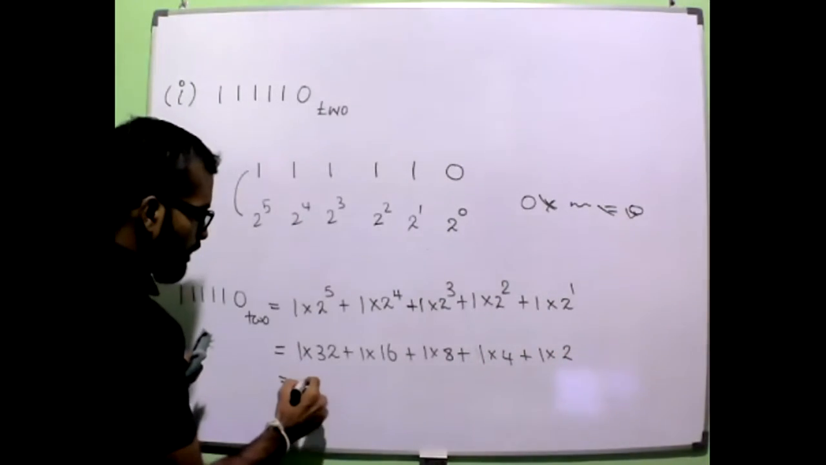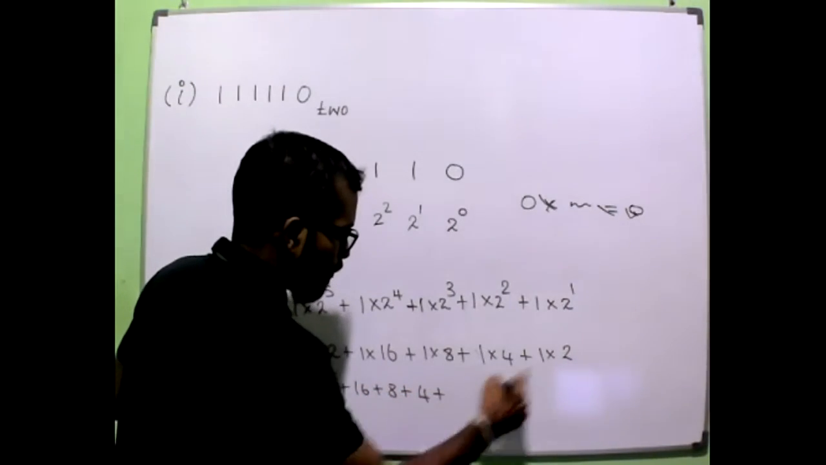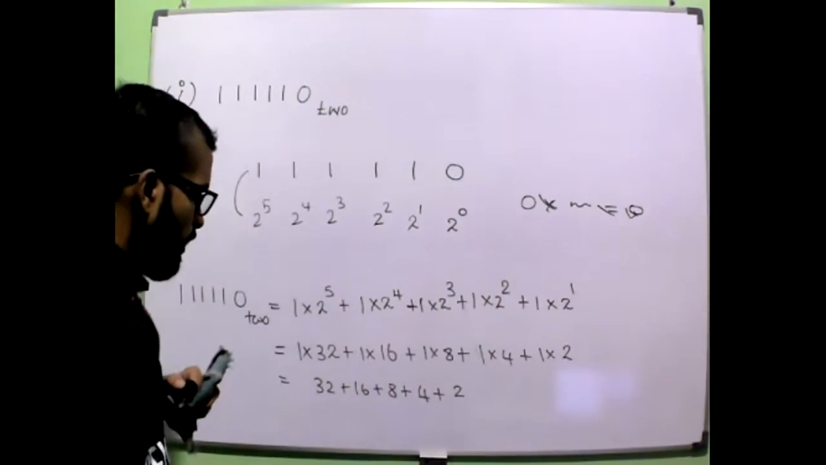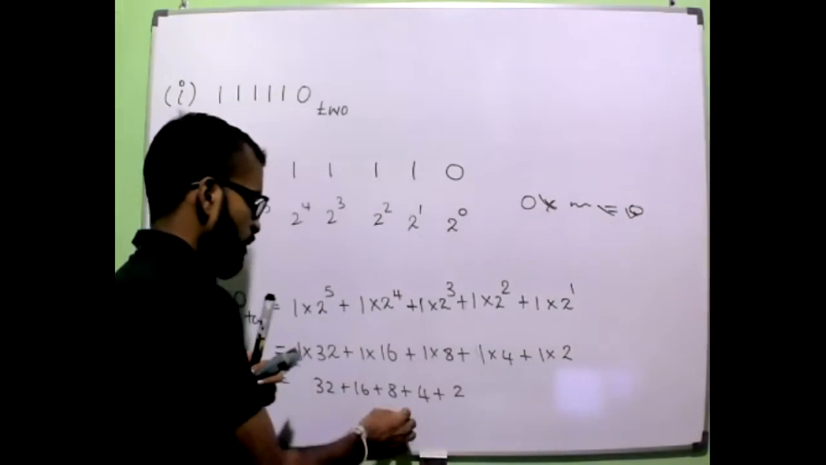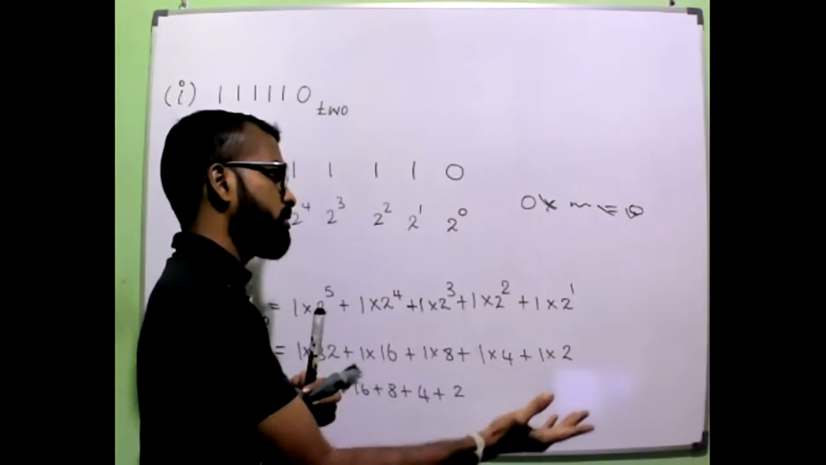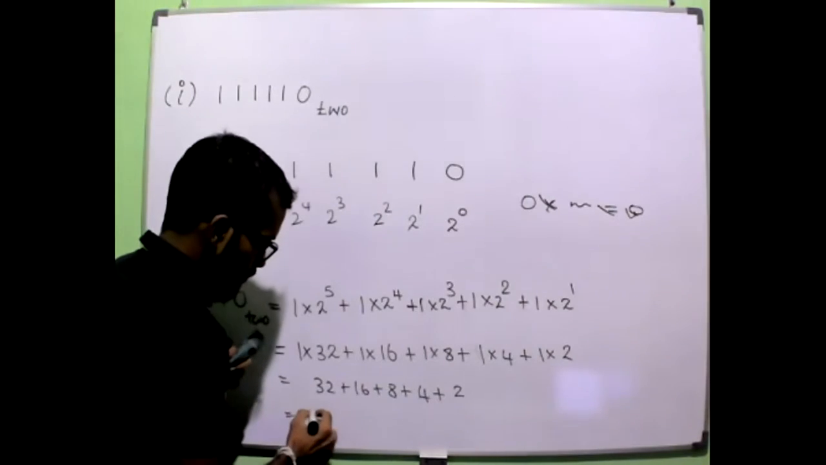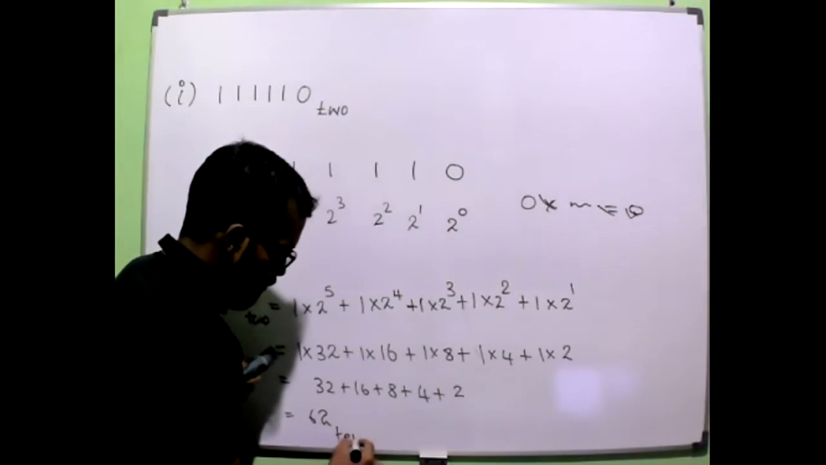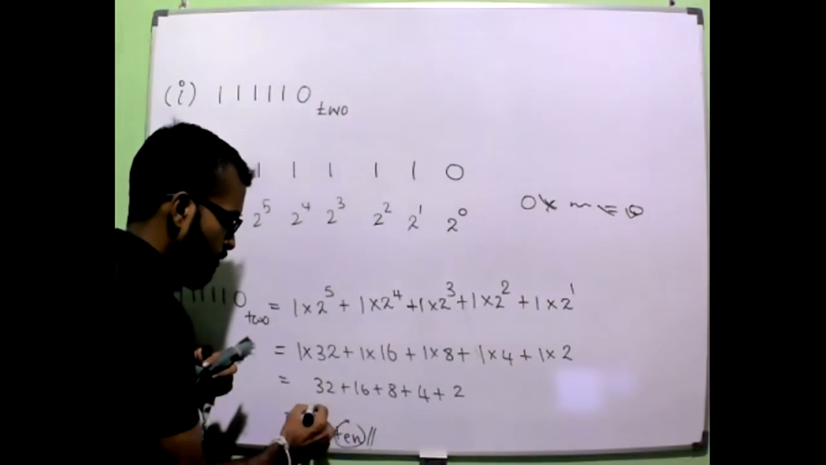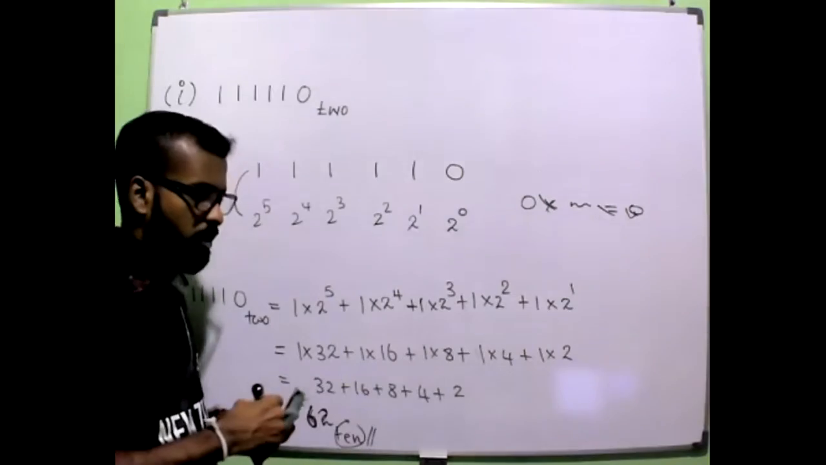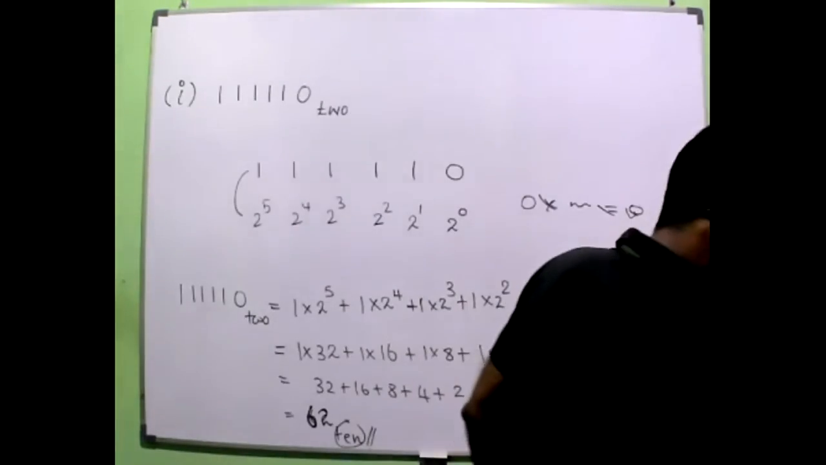So you have to get the addition now. 32 plus 16 plus 8 plus 4 plus 2. If you do the addition, 16 plus 4 is 20. 8 plus 2 is 10. 20 plus 10 means 30. 30 plus 32 means 62. So this is 62 base 10. No need to mention base 10 always. It is enough to mention 62. Okay, I think now your memory has been refreshed, right?